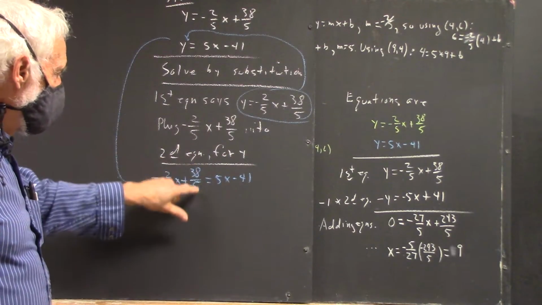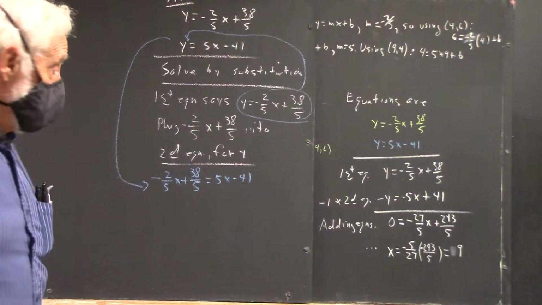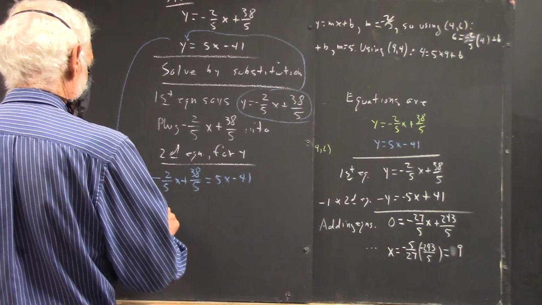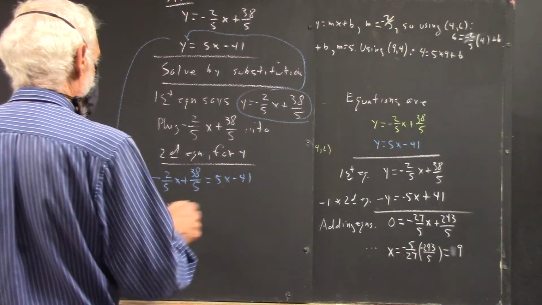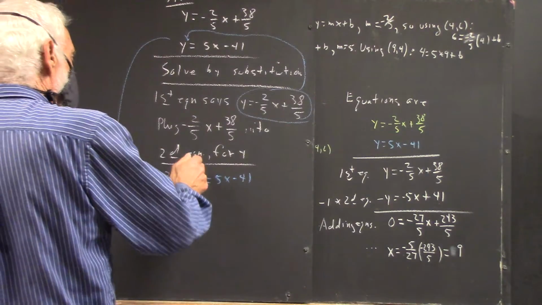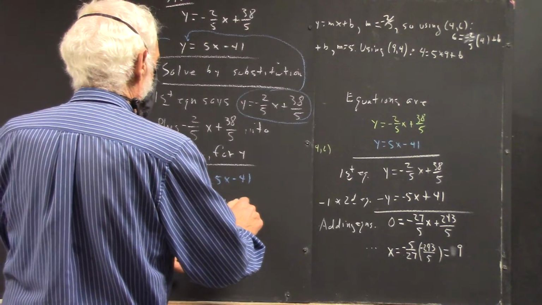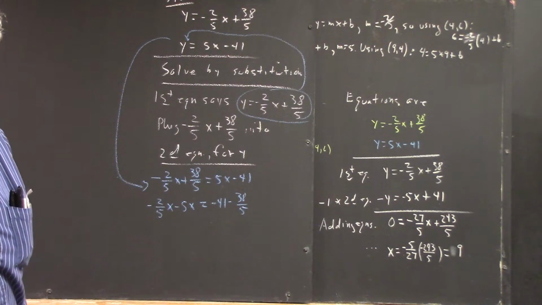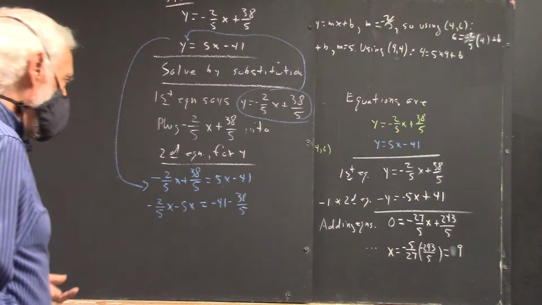Negative 2/5 x plus 38/5 equals 5x minus 41, right? And then we add negative 5x to both sides, and we're going to get negative 2/5 x minus 5x on this side, and of course the 5x will go away on this side. Then we're going to subtract 38/5 from both sides, so they'll go away here, and we get negative 41 minus 38/5. Okay? And then we do this subtraction. Well, this is going to give us a familiar result.